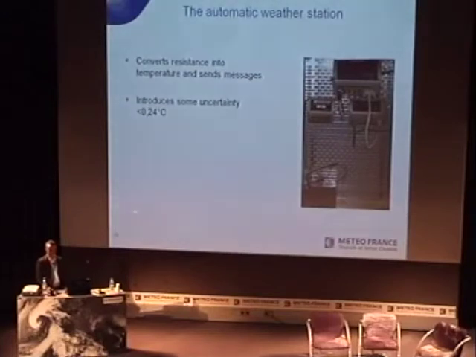A third component of our observing system is an automatic weather station that converts the signal from the sensors into a meteorological parameter and sends a meteorological message. These stations give an uncertainty under 0.24 degrees Celsius because of analogical to digital converters and so on.